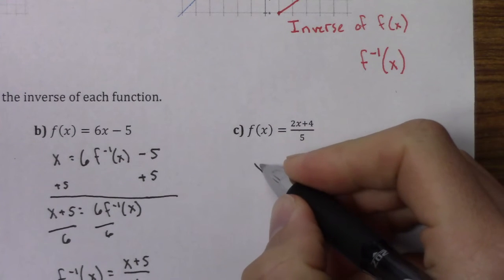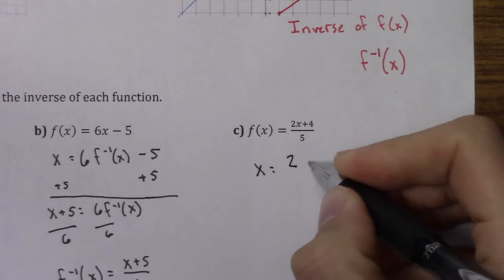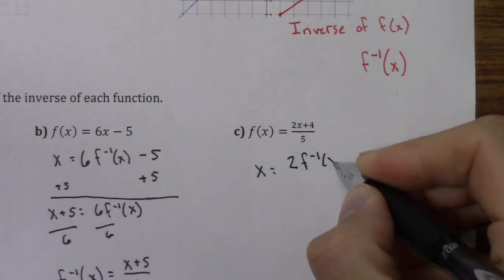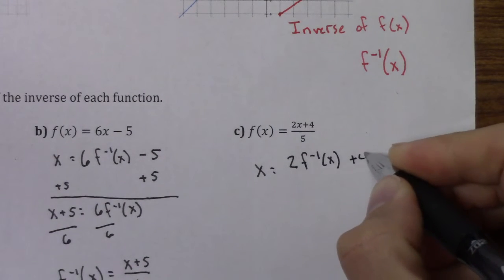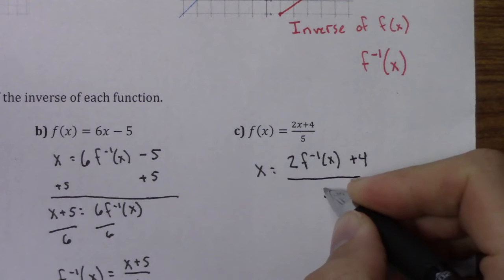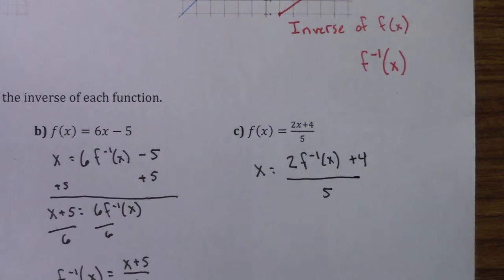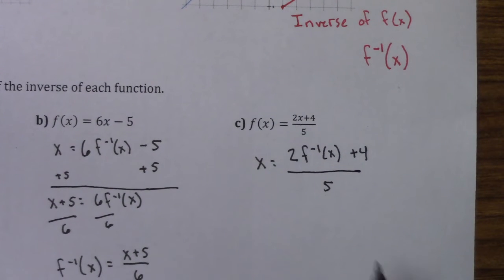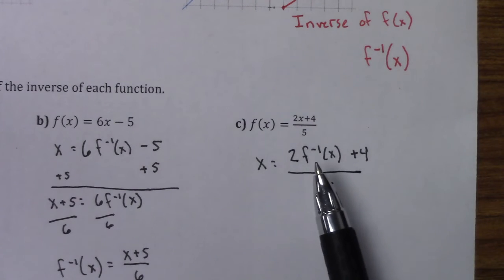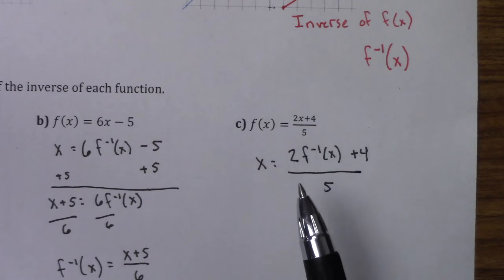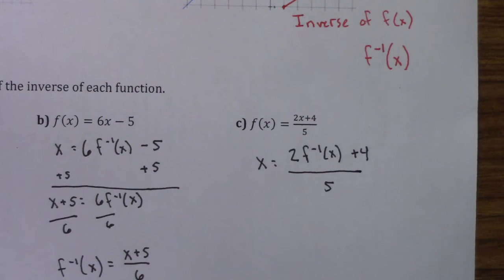I am at x is equal to 2 f inverse of x plus 4, all over 5. And what I need to do is go through some algebraic steps in order to isolate this f inverse of x. So in other words, I need to move the 2, the 4, and the 5 all the way over to the other side. But as I do that, I need to make sure I go in the right order.